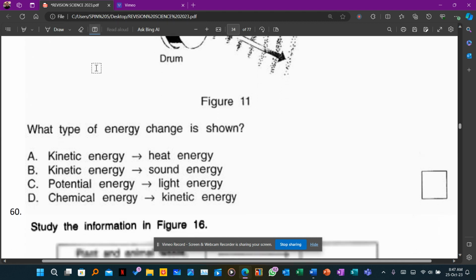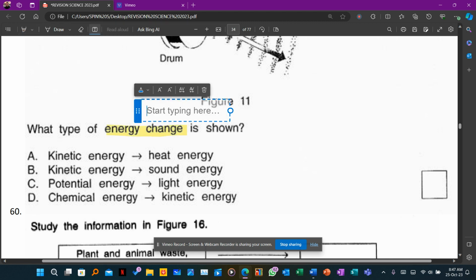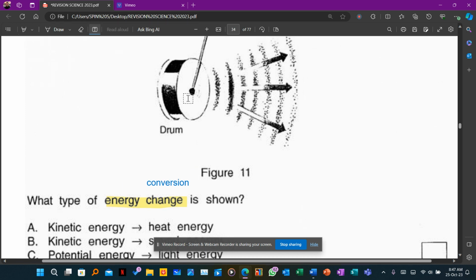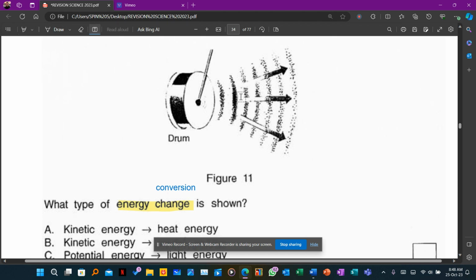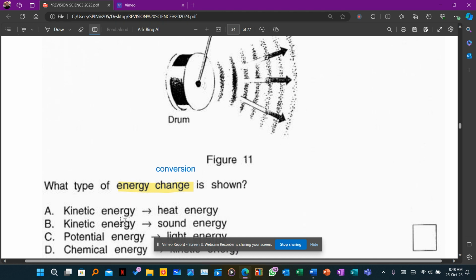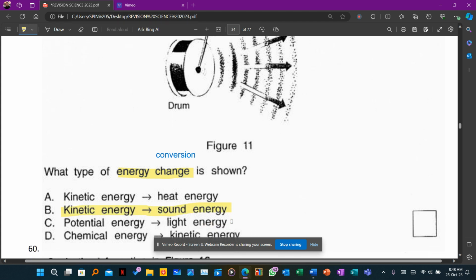All right, one of the favorite exam questions, they're asking you what is the energy change or energy conversion. So this one will be different from one to another. So you just have to pay attention to the diagram. So here you can see the drum being hit, and then it creates energy for the particles to make sound. The faster you hit the drum, the more energy it produces. Therefore, when you hit the drum, you actually create kinetic energy, and then that kinetic energy changes to sound energy, which is B.